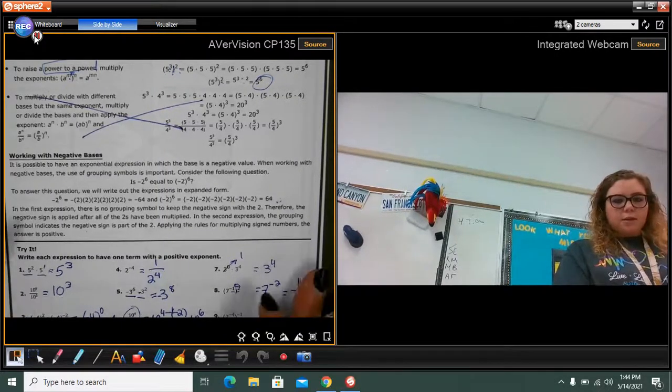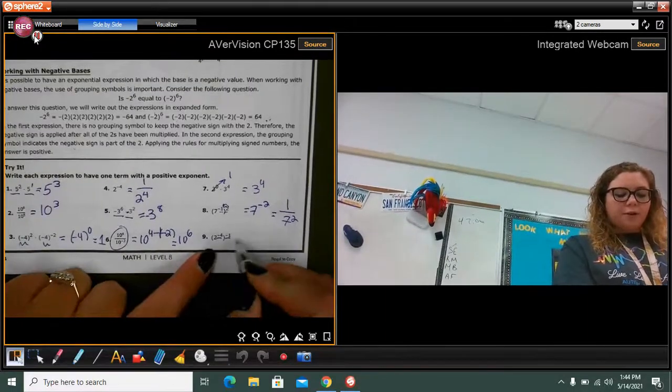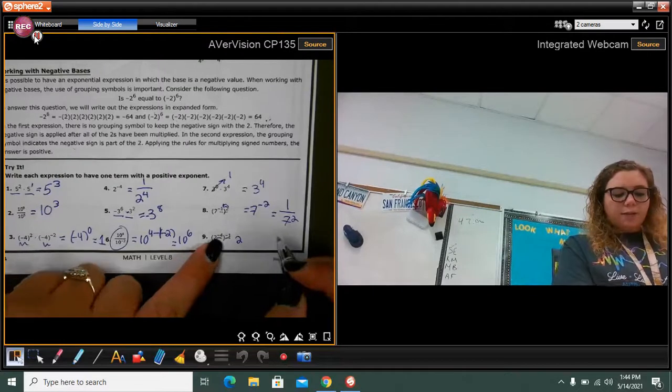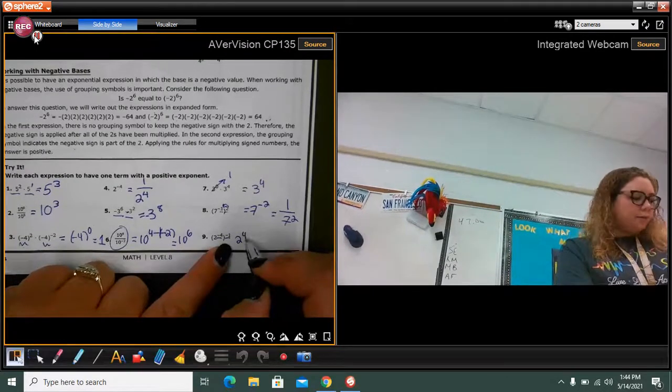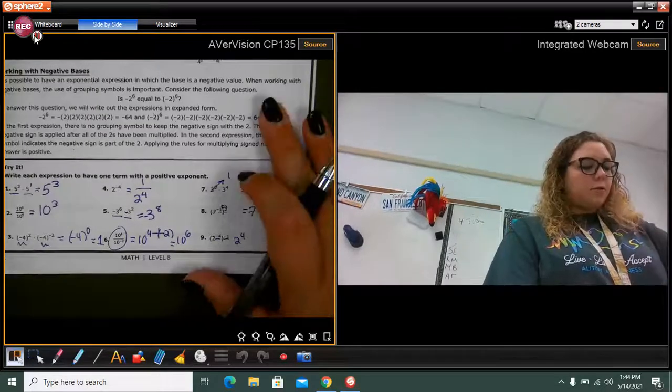Okay, and then the last one. Again, I have a power to a power, so I am going to multiply. Negative 4 times negative 1 is going to give me a positive 4. And that's my answer. So go ahead and turn the page.